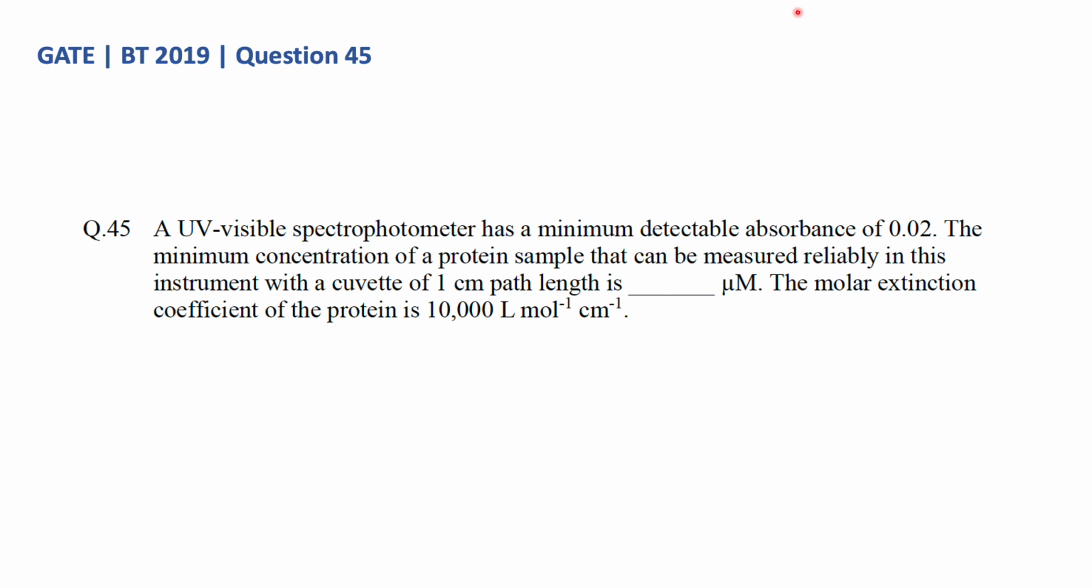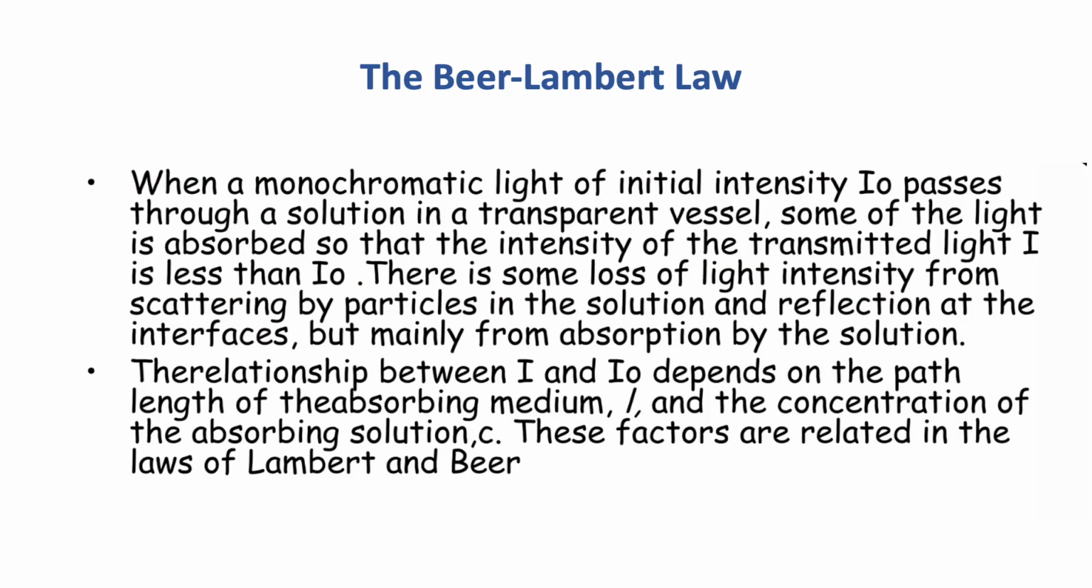So we have to solve this numerical in this question. Before that, let's have an overview about the Beer-Lambert law. So when a monochromatic light of initial intensity I0 passes through a solution in a transparent vessel, some of the light is absorbed so that the intensity of the transmitted light I is less than the initial intensity I0. There is some loss of light intensity from scattering by particles in the solution and reflection at the interfaces, but mainly from absorption by the solution.